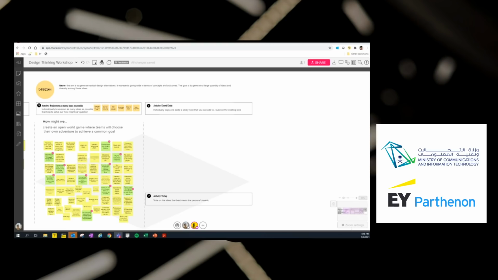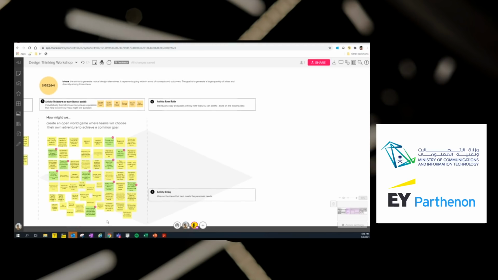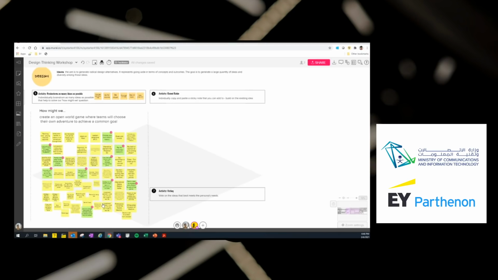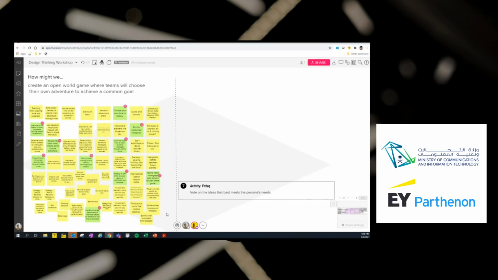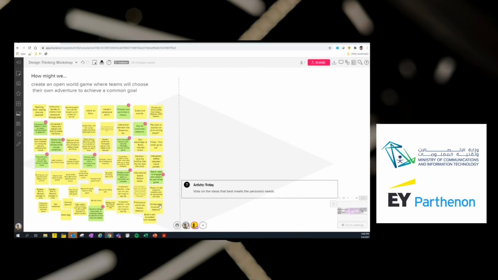You know, how can we create an open world game where the team will choose their own adventures and achieve a common goal. And as you see, we have a number of areas that the team have actually brainstormed, different post-its that have been added to the board. We go through this very broad area of ideation. We're not trying to be very specific at this stage. What we want is a large quantity of ideas.